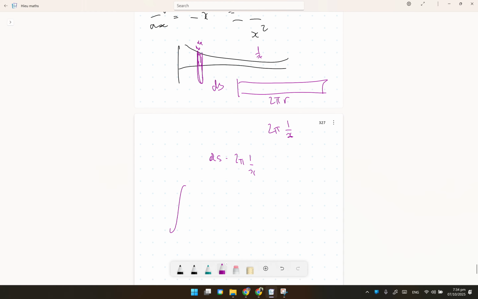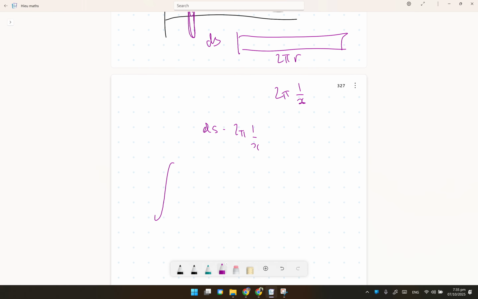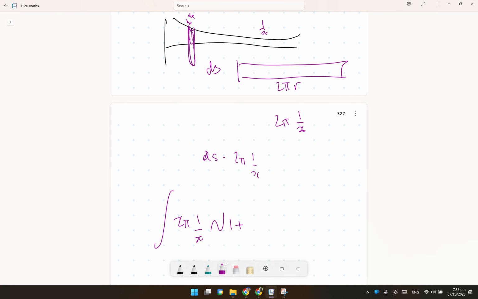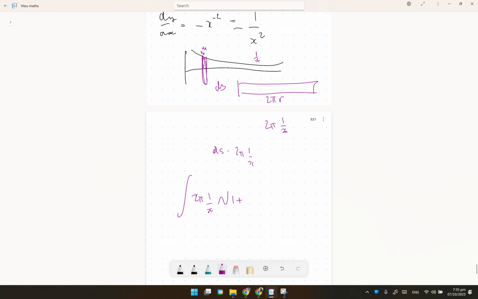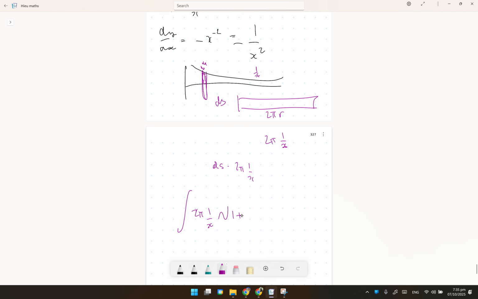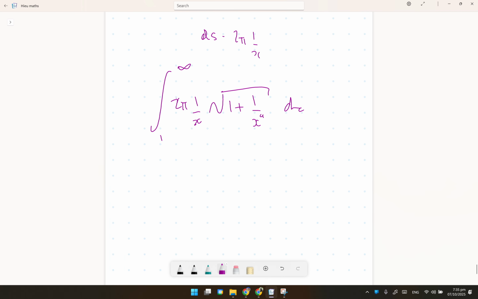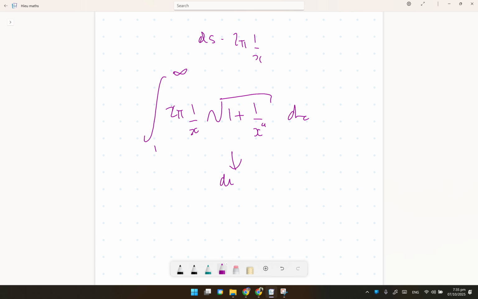And so the area of a slice is going to be ds multiplied by 2 pi 1 over x, and the integral of this, the sum of all the strips, is going to be 2 pi 1 over x multiplied by ds, and ds in this case is the square root of 1 plus dy over dx squared. We know what dy over dx is, so minus squared is positive. We don't have to do anything about that. 1 over x squared squared is 1 over x to the 4, and dx. And we're going from 1 to infinity. Okay, and so we need to show that this thing is divergent.